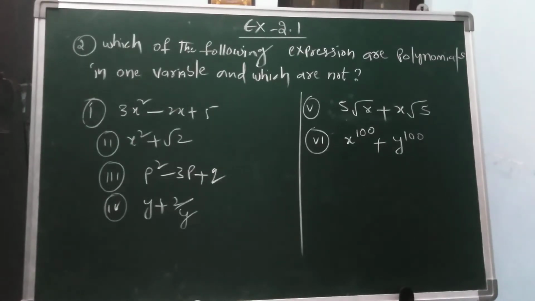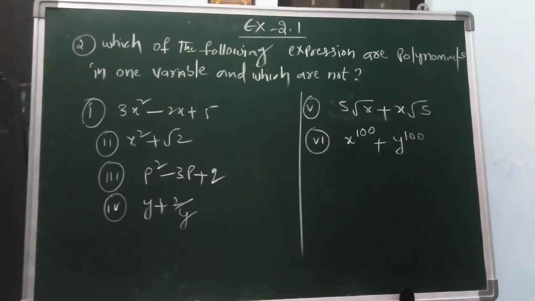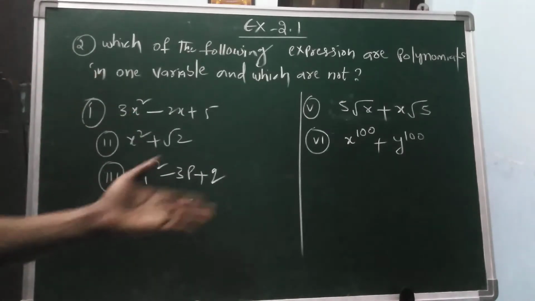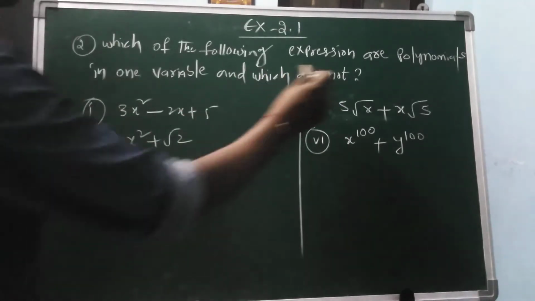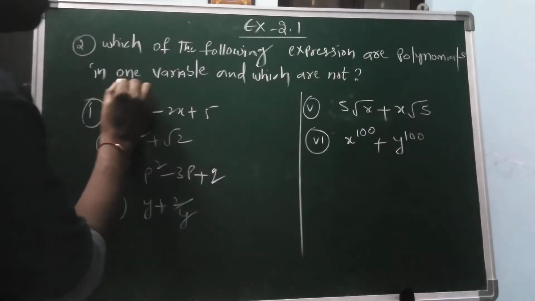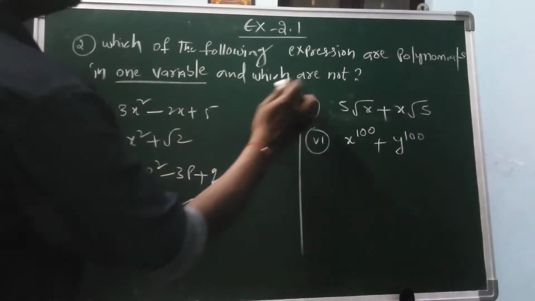Okay, good morning, children. Today I will explain exercise 2.1, second bit. We have already completed the first bit. Which of the following expressions are polynomials in one variable and which are not? The types of polynomials are given here, and we are asked which polynomials have one variable and which do not.